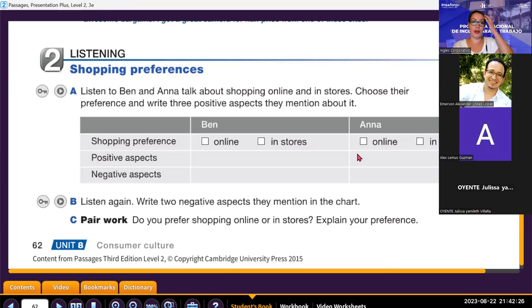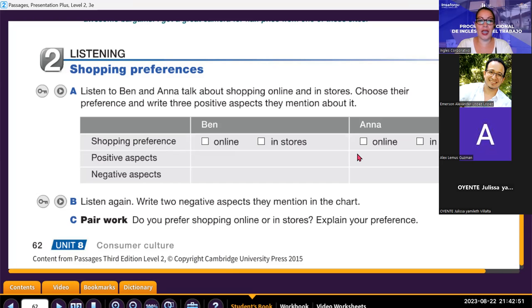So you have to write the three positive aspects. And then in part B, we are going to write the two negative aspects. So we're going to go little by little. First, we're going to listen and write the three positive aspects that they mentioned.